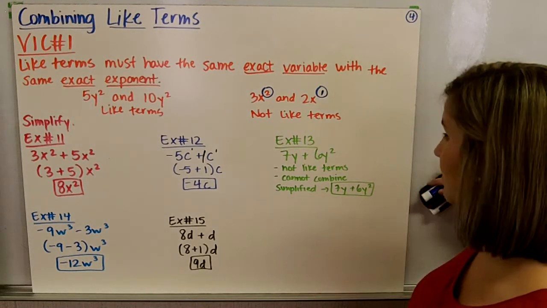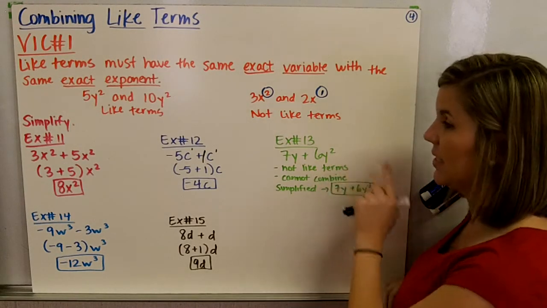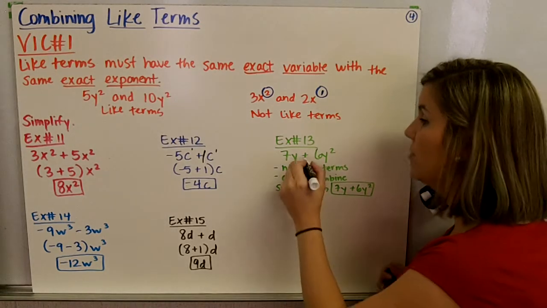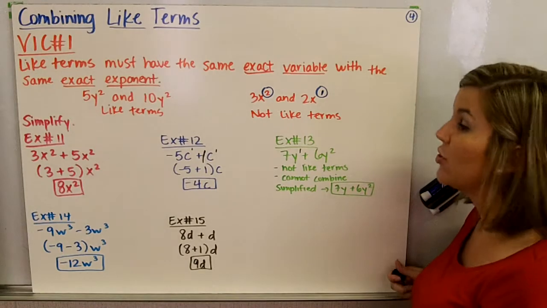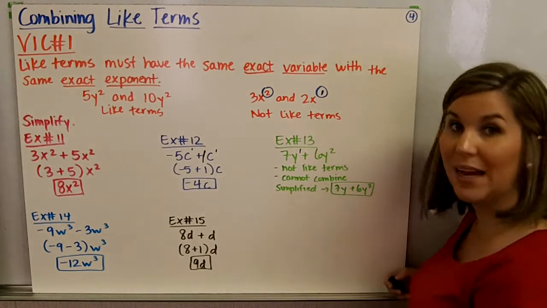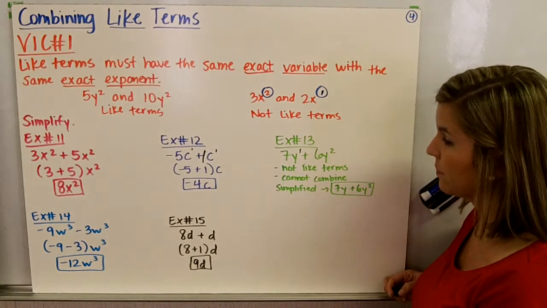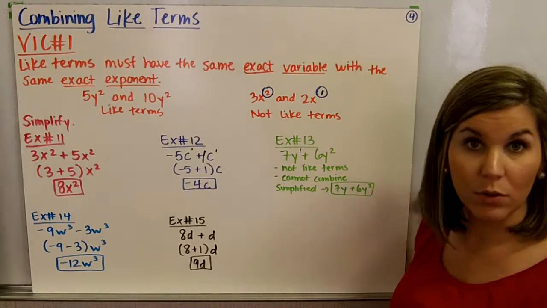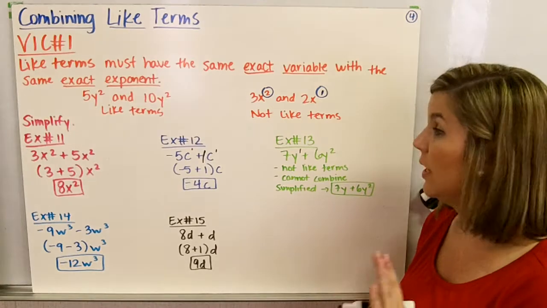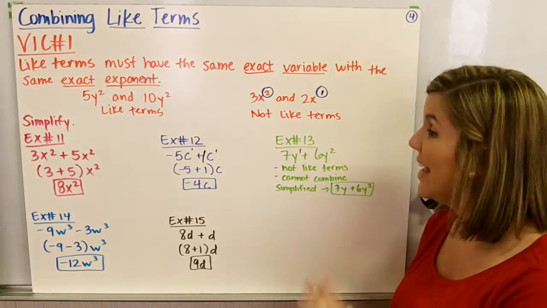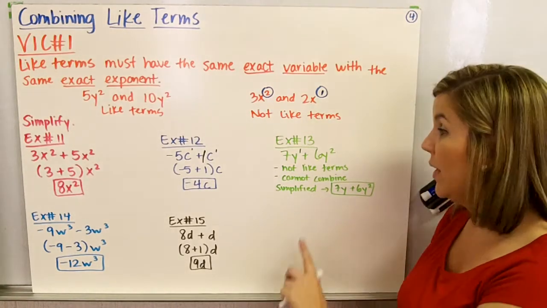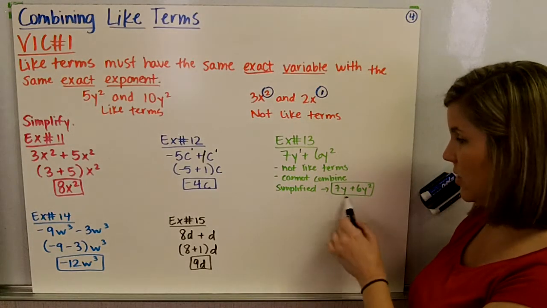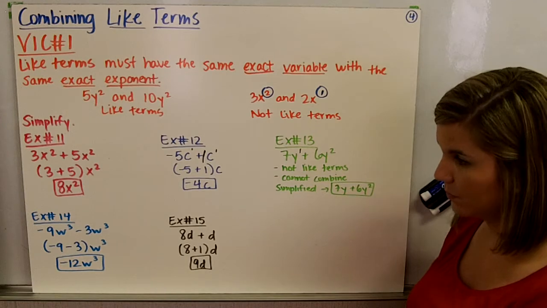Example number 13. 7y plus 6y squared. Now they both have y, but they do not have the same exponents. These are not like terms. You cannot combine them unless they are like terms. Now you can multiply and you can divide when the exponents aren't the same. But you cannot add or subtract when they are not like terms. So the answer is already simplified.